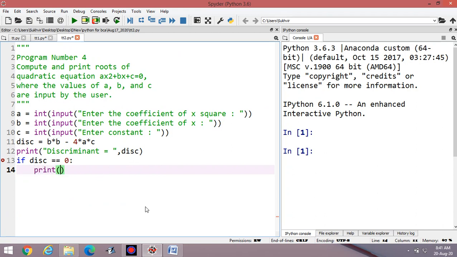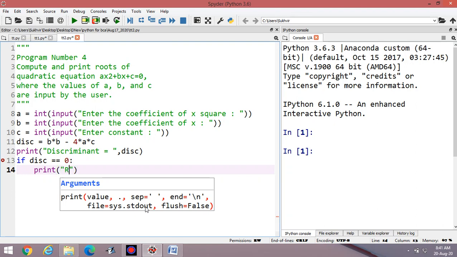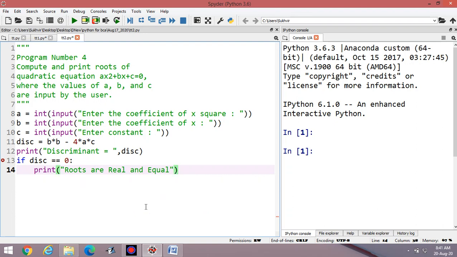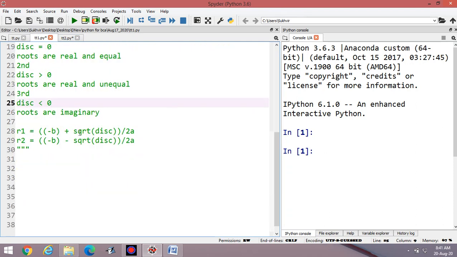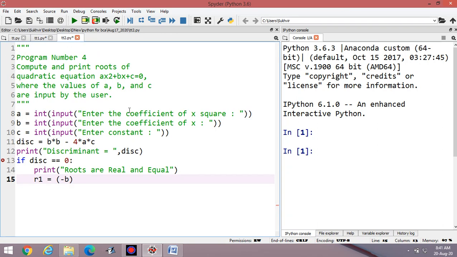Now you can print here roots are real and equal like this. Now you can calculate the value of root. The formula is minus b plus square root discriminant divided by 2a. Now discriminant is equal to 0. It means you can write minus b divided by 2a only.